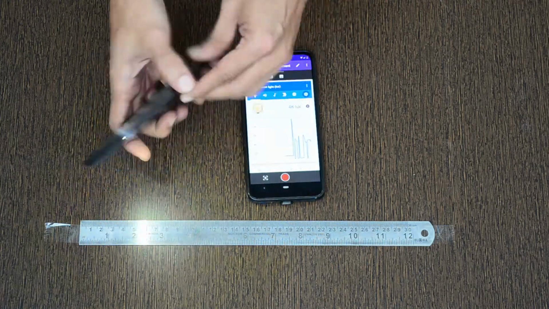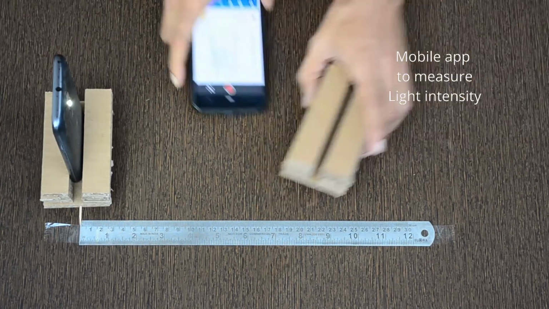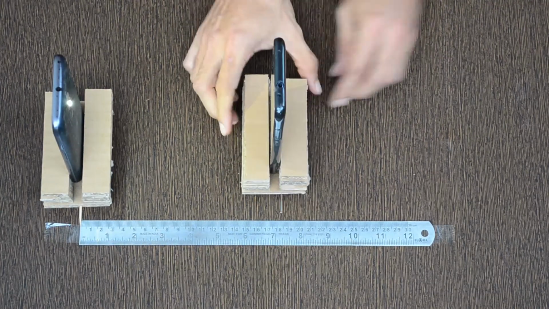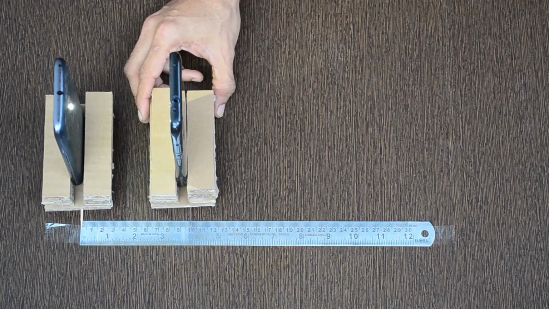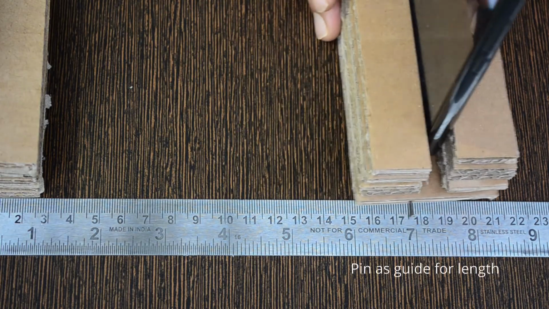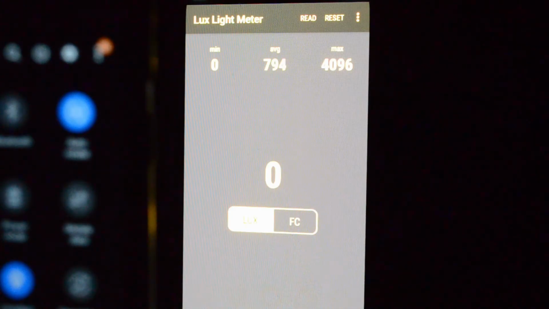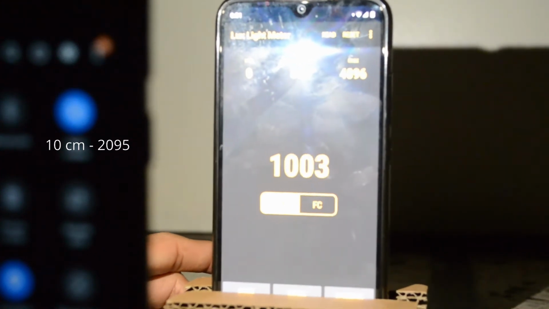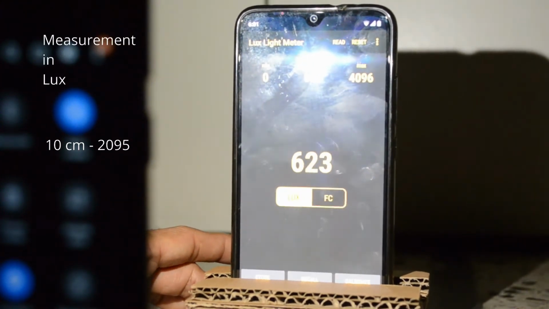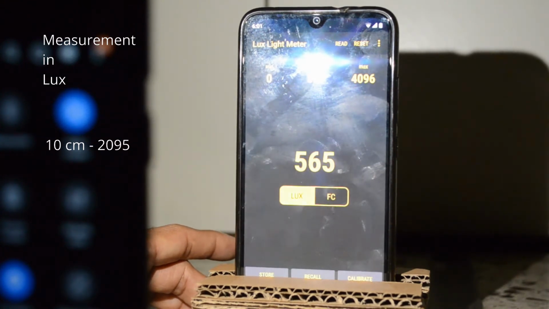Let us test this finding with the help of 2 cell phones and a light meter app in our mobile phone. The light meter app needs a light sensor in your smartphone. You can use Science Journal or a light meter app as well. It reads the intensity of light in lux, which measures lumen per unit area. You can observe that the intensity of light decreases as we move away from the light source.